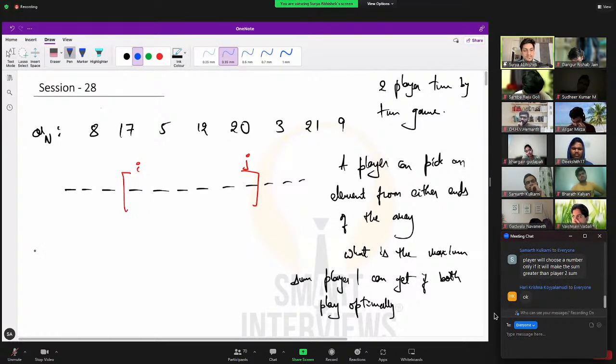So let's call this situation f of i comma j. f of i comma j is basically the maximum sum the current player can pick in the range i to j. Now, there are two options here, right? Pick i or pick j. If you pick i, what is the remaining subproblem?